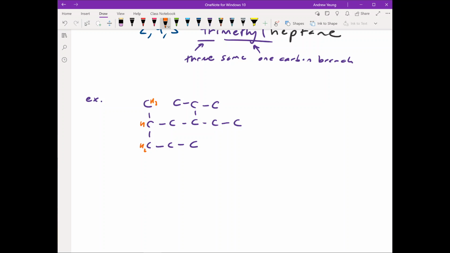Our starting rule, like we said, was to find the longest carbon chain, so from any side to any side. Let me just try it here. 1, 2, 3, 4, 5, 6. 1, 2, 3, 4, 5, 6, 7, 8. 1, 2, 3, 4, 5, 6, 7, 8. Right? So a couple of different choices you can do for 8.